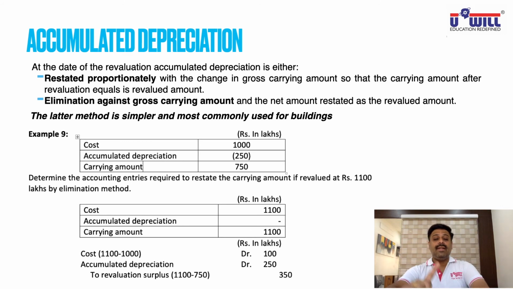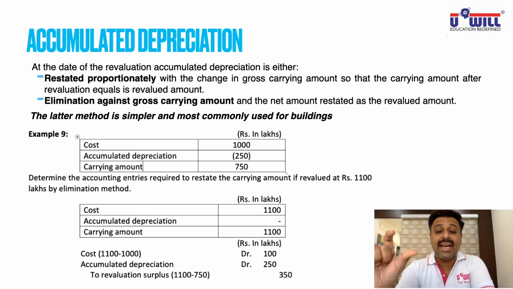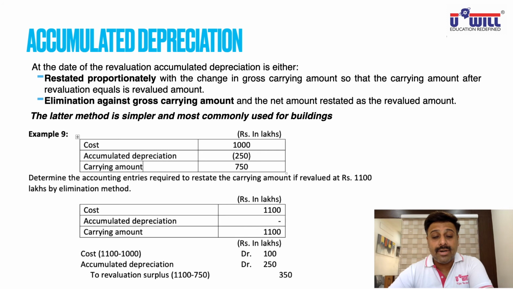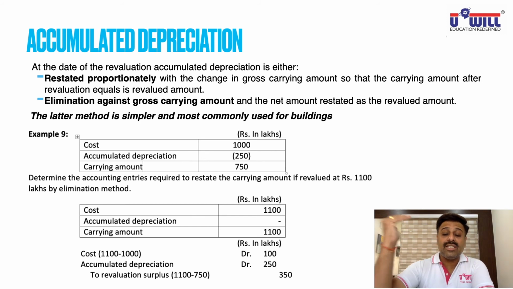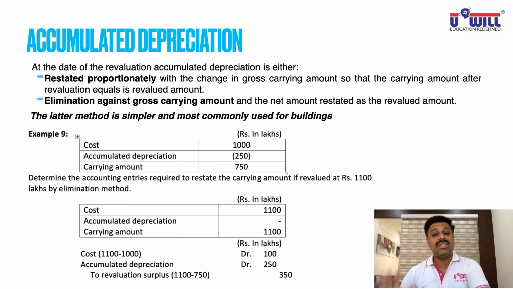This is which method? Elimination against gross carrying amount. What did I tell you? Gross carrying amount means cost. So cost of 1000 you revalue and make it 1100. You remove the accumulated depreciation from your books of accounts. Cost increases by 100, so you debit it by 100. Accumulated depreciation is a credit balance, to close it we reverse and debit by 250. And book value from 750 becomes 1100. So increase of 350 we credit to revaluation surplus account. First time increase you credit to revaluation surplus or revaluation reserve.